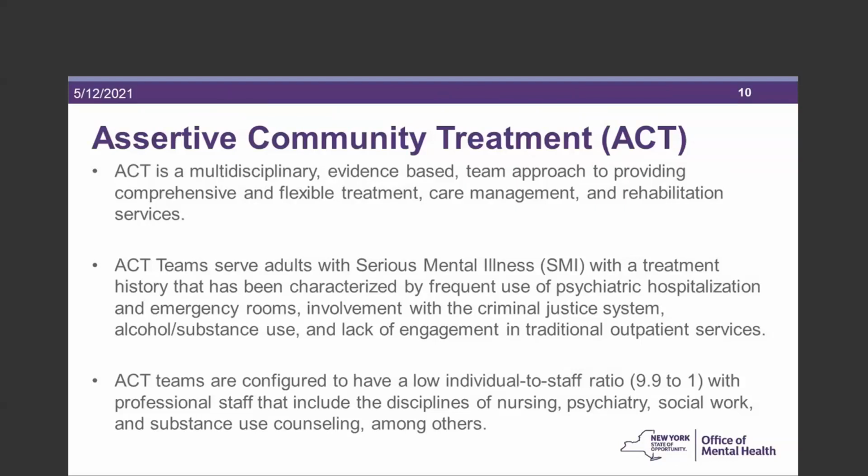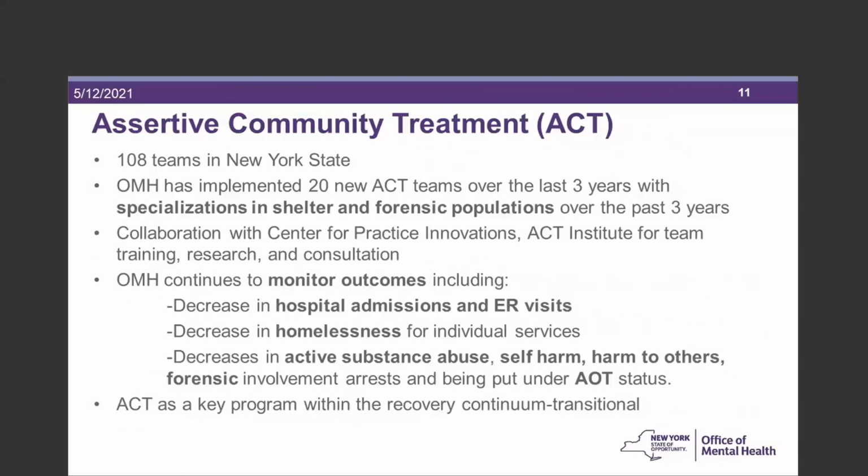There's a low individual to staff ratio, which is consistent with the national evidence-based model. It's 10 to 1. And I mentioned that diverse staffing of clinicians and paraprofessionals as well. Okay. We have 108 ACT teams in New York State. We've significantly increased the amount of teams that we had even over the past 5 years. In the city, we have shelter focused teams that work directly and are connected with mental health shelters in New York City. And we also have about 7 forensic ACT teams.